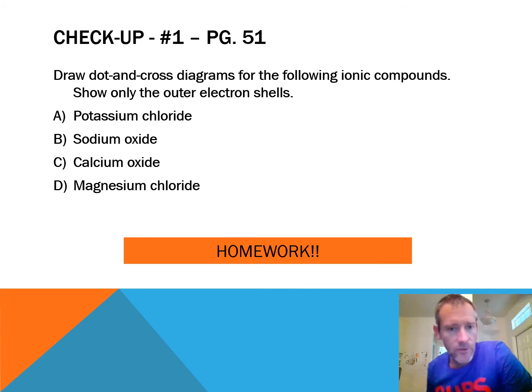Alright, so this is your first homework for chapter 4. You're going to do dot cross diagrams of potassium chloride, sodium oxide, calcium oxide, and magnesium oxide. There are 2 ways you can do this. You can do it on a piece of paper and then upload the picture to Teams, or I'll put them on OneNote, and you can draw it yourself on OneNote as well using a touchscreen. So either way will work.